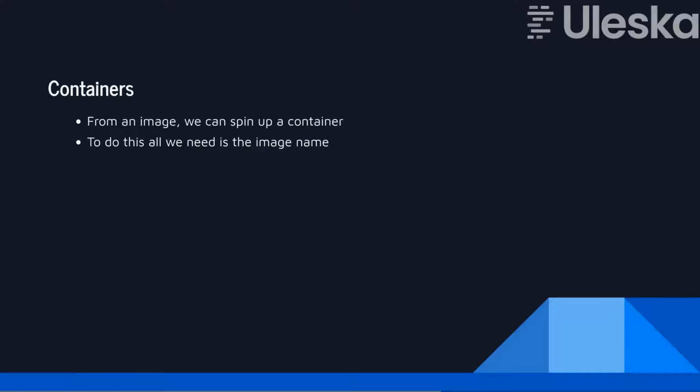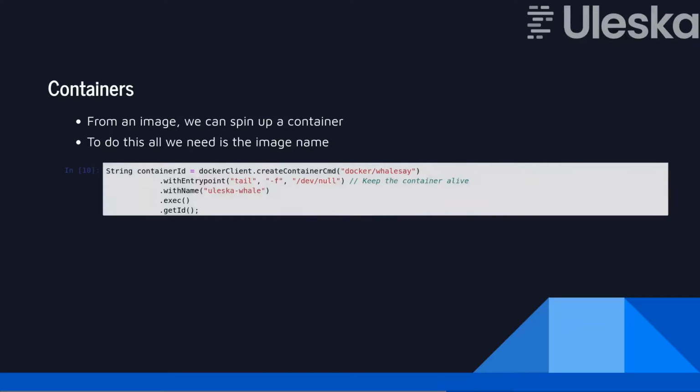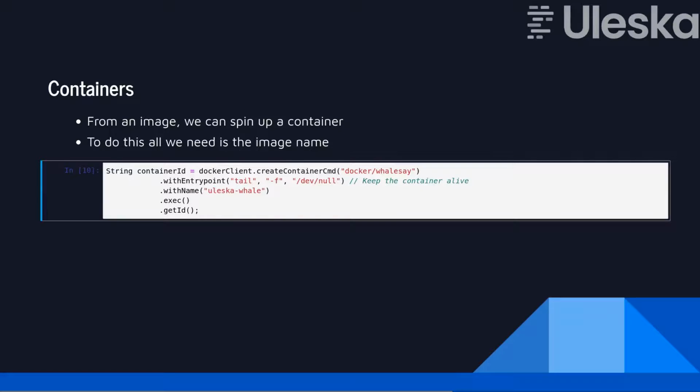So now that we have our images, we can actually run containers from those. So from an image, we can spin up a container. A good way to think about this is an image is essentially a stock container, and a container is essentially a running image. And in order to start a container, all we need is the image name. So here we can get the container started, or at least build up the commands to it. The first thing we pass in is the tag of the image.